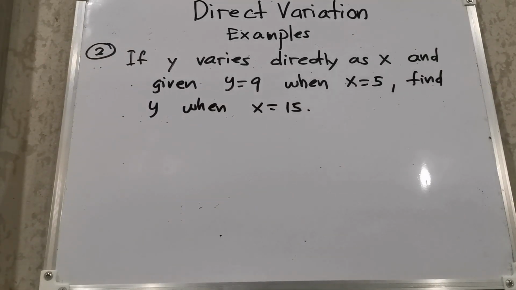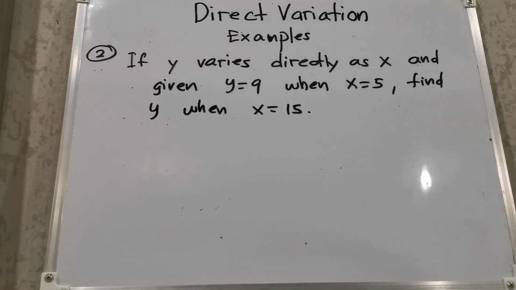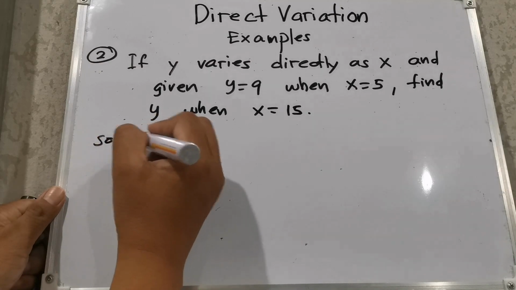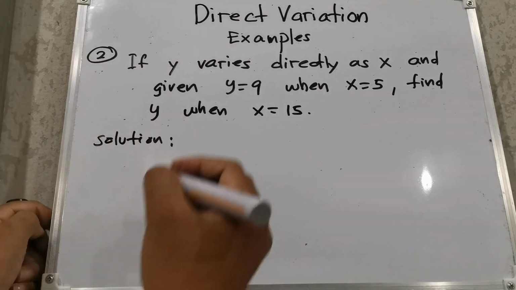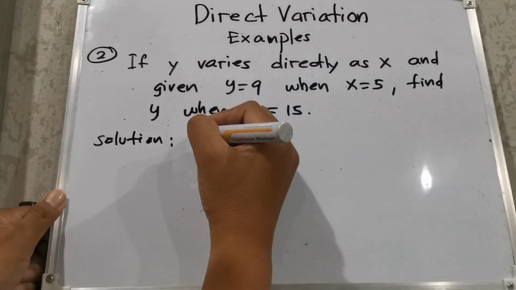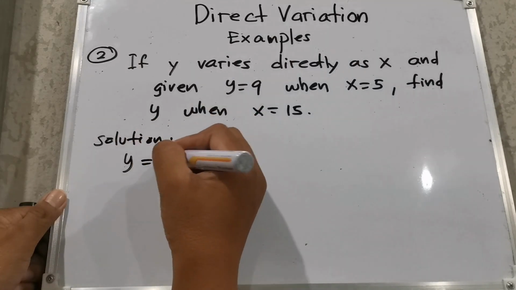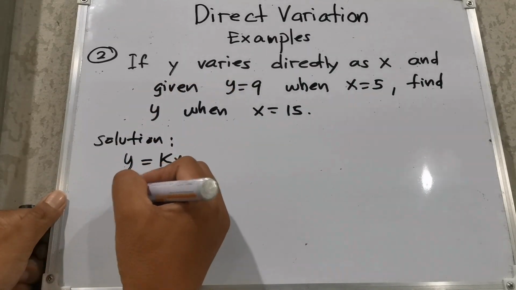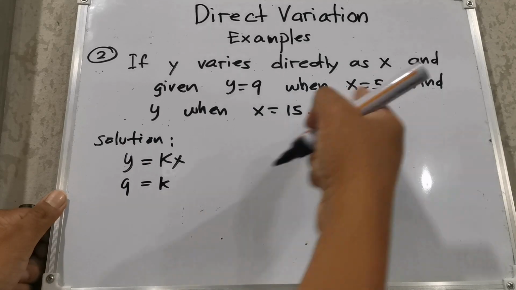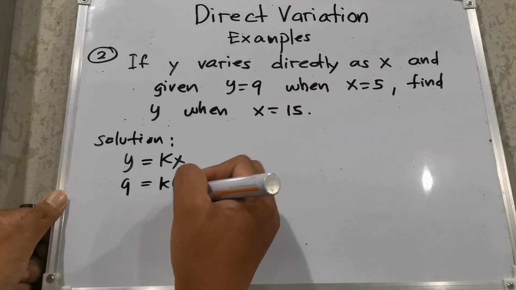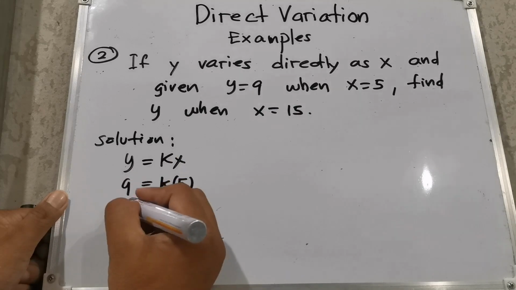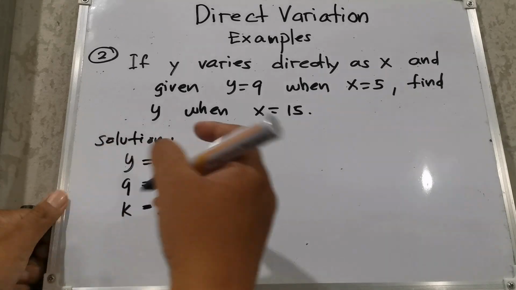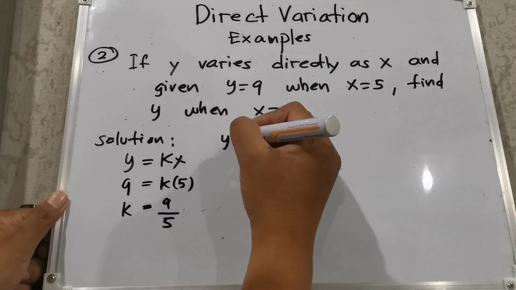Okay, so let's have another problem. Problem number 2. If y varies directly as x, and given y equals 9 when x equals 5, let's find y when x equals 15. So let's make a formula first. y varies directly as x, so that will be y equals kx. Okay? And then we replace the given y and x values. y is 9 equals k when x equals 5. So we will solve for the constant of proportionality. So our k will be 9 over 5.